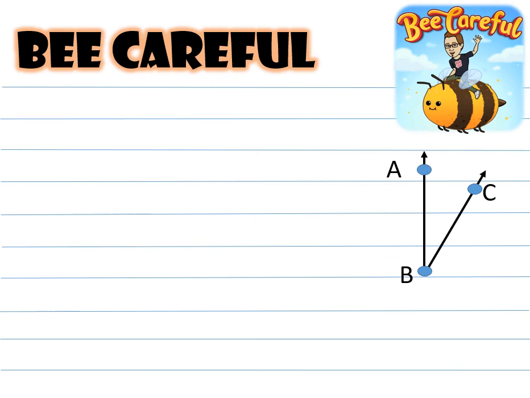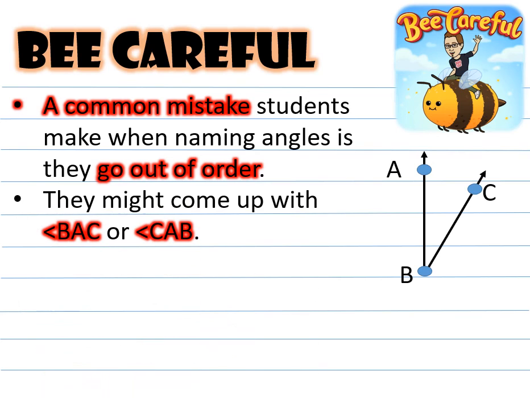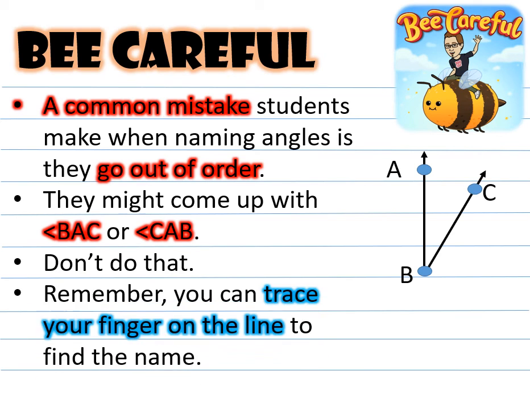Be careful. A common mistake students make when naming angles is they go out of order. They might come up with an answer of angle BAC or angle CAB. Don't do that. Remember, you can trace your finger on the line to find the name.